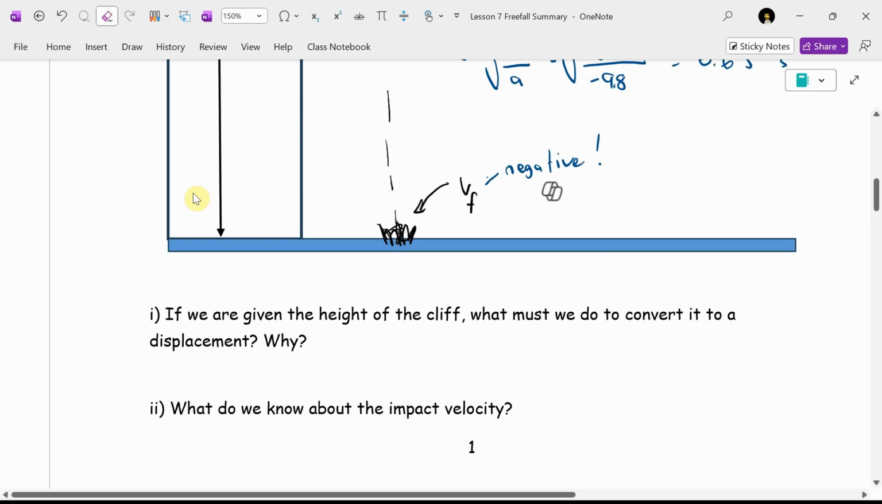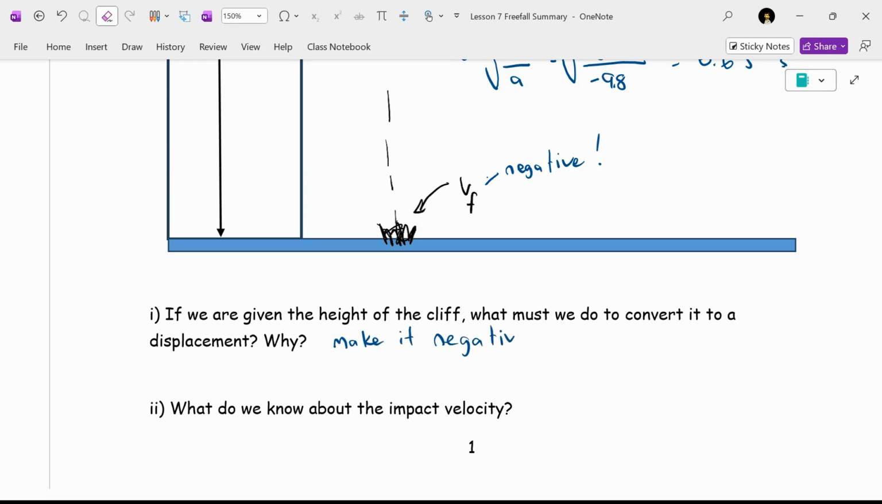So I wrote here, if we're given the height of a cliff, what must we do to convert it to a displacement? We need to make it negative. Why? Because we're ending up below from where we started. I'll just draw an arrow pointing to the word y and write the word below. That's a common mistake that kids forget, even my physics 12s.